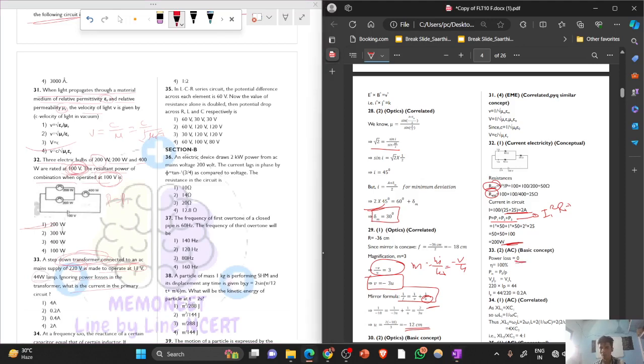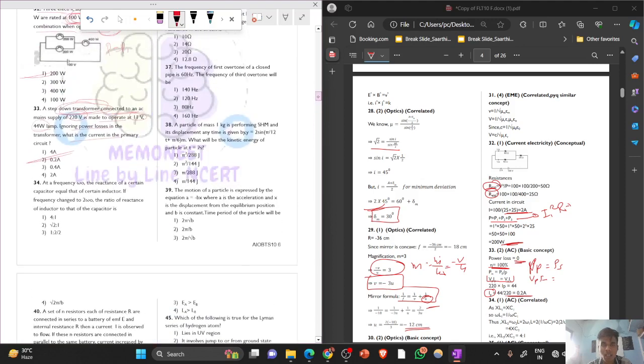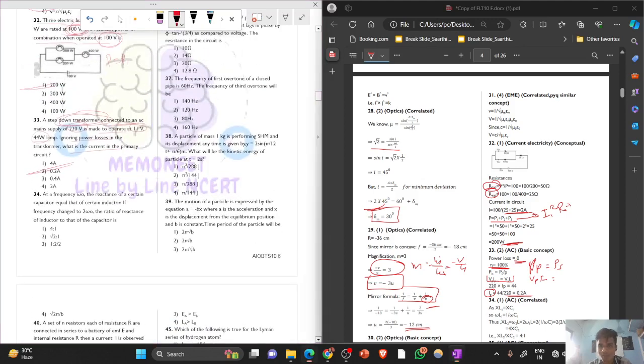Moving to the solution, the power loss is zero, efficiency is 100%. So primary power is equal to secondary power. So V primary I primary equals V secondary I secondary. By using this, you can calculate the primary current, that will be 0.2 ampere. The second option will be the correct answer. You just need to understand and use the condition of the transformer.